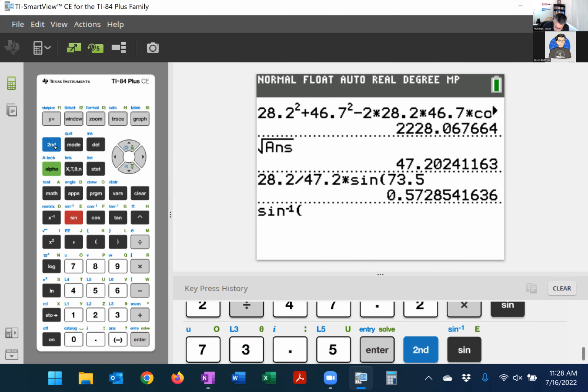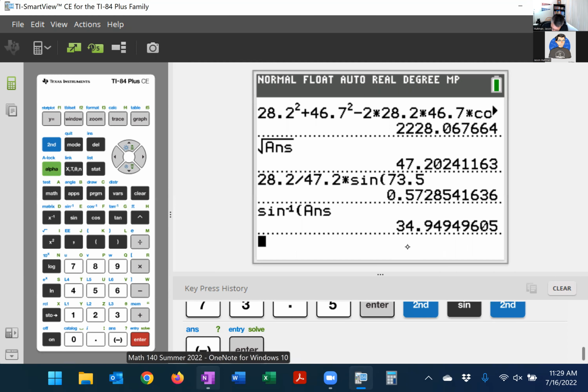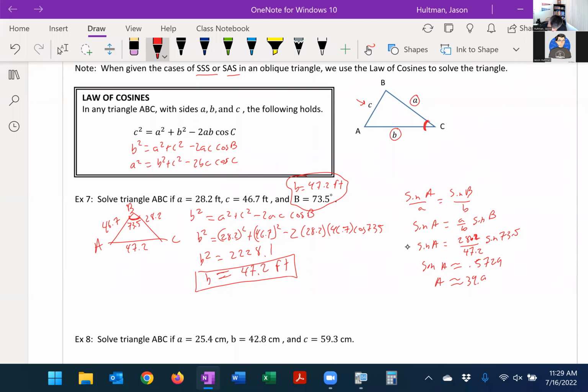Inverse sine of my answer is 34.95 degrees. It's pretty close to 0.0, but I won't round to the nearest tenth because it's right in the middle. 34.95 degrees. That's angle A. Now, could there have been another angle A here? Well, certainly there could have.